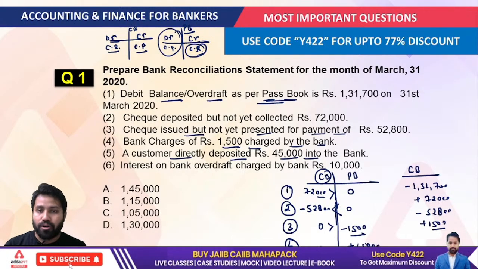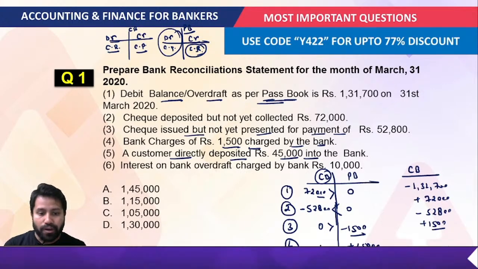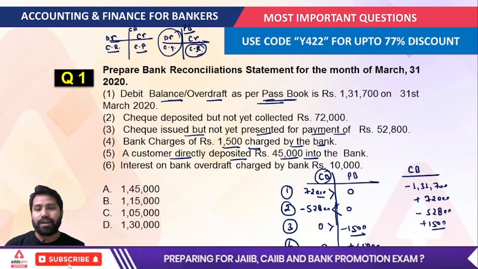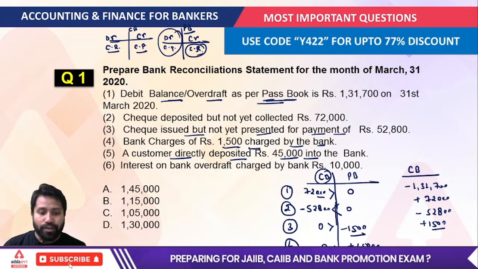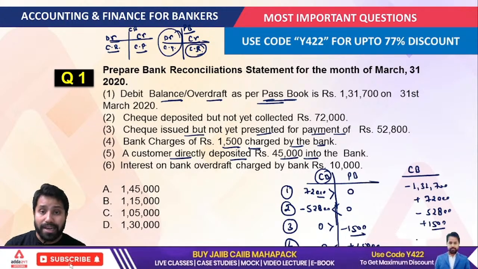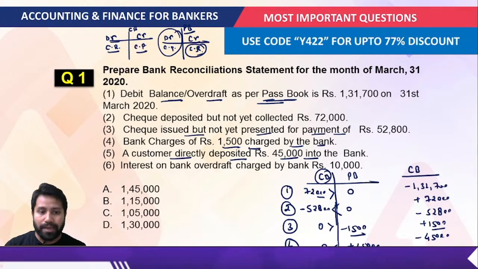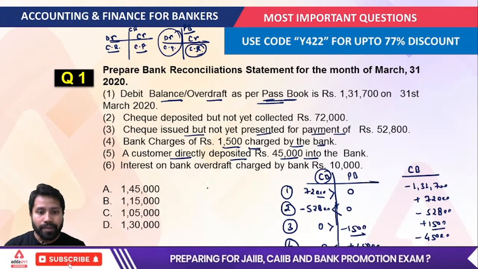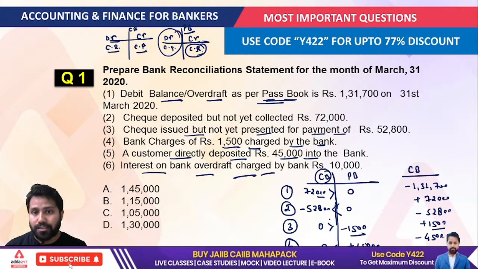Because the customer, or the firm, is not aware of that, this transaction would reflect as a zero in the cash book, and you can understand the cash book balance is lesser than the passbook in this situation. So you will write the minus 45,000 here. Okay, now the next condition that is given: interest on the bank overdraft charged by the bank.